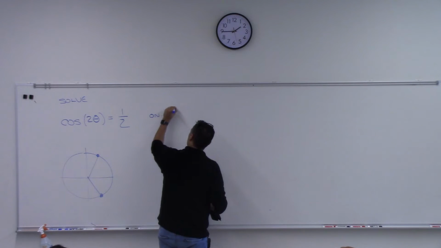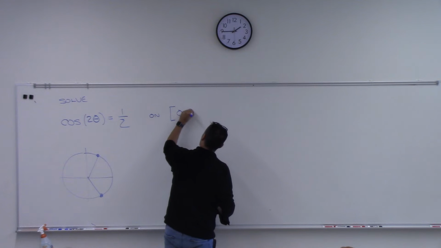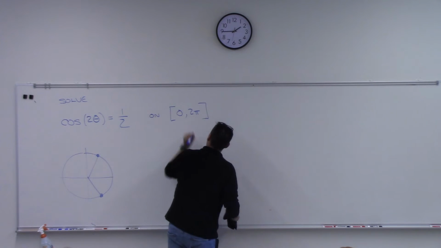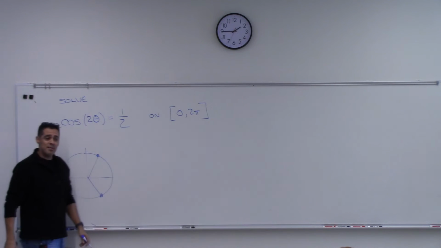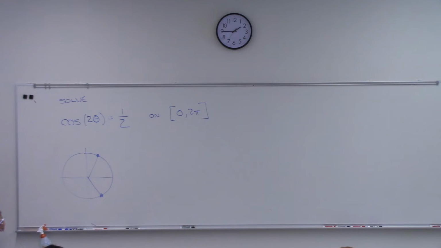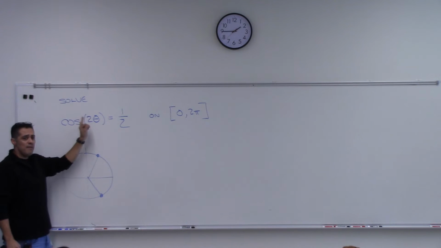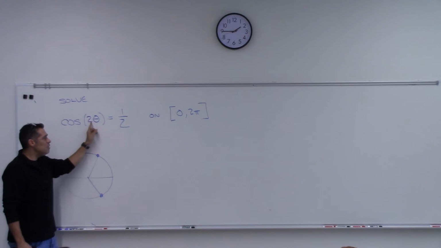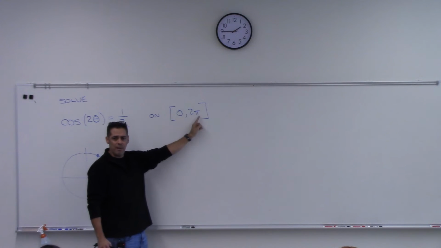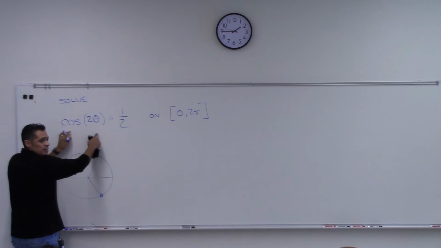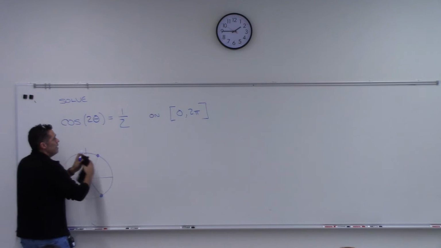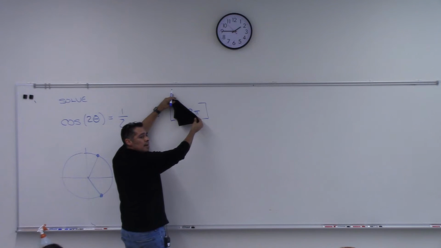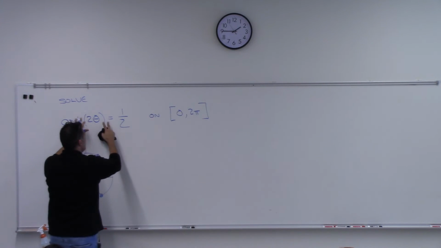On the interval 0 to 2 pi. So what I'm telling you now is that I would like for you to give me all the values of theta that make this true, but I only want answers between 0 and 2 pi. So we did this problem earlier, right? We just did this a second ago. And we didn't have this here, right? And what were our answers when we had just this without that?